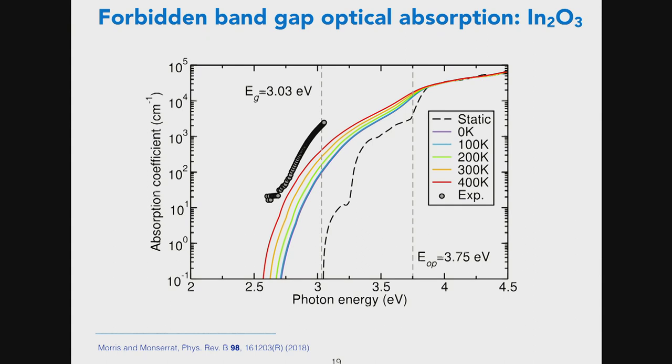The other important thing to note is that we also capture a redshift, essentially, in the absorption onset of this material that is appearing due to increasing temperature.